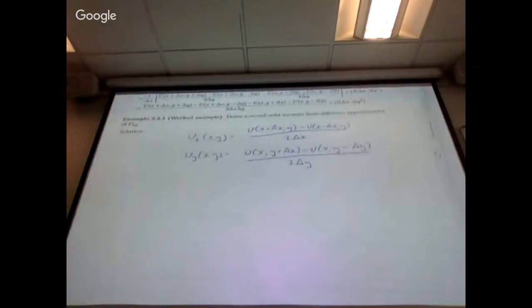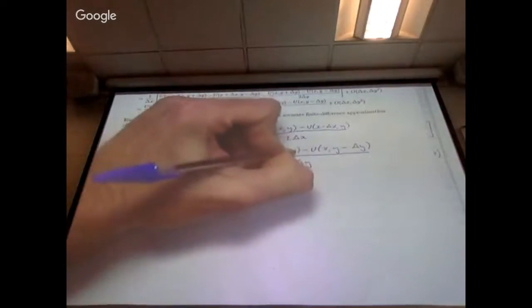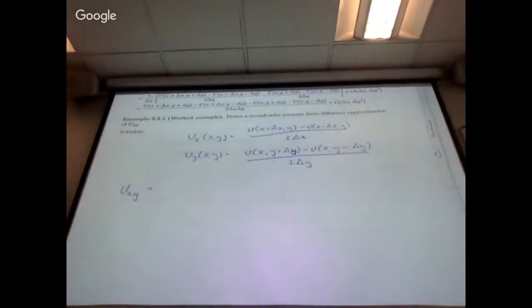Okay, right, so what we have, again, I'm going to go in the x direction first. I'm always doing that. Okay, so I'm going to differentiate in the x direction first.